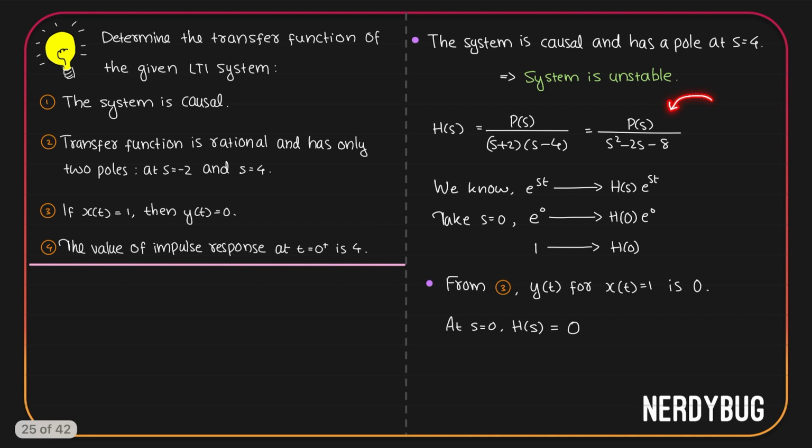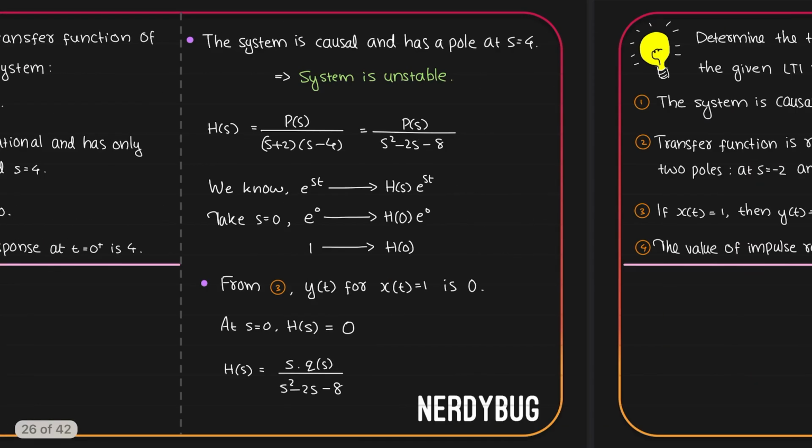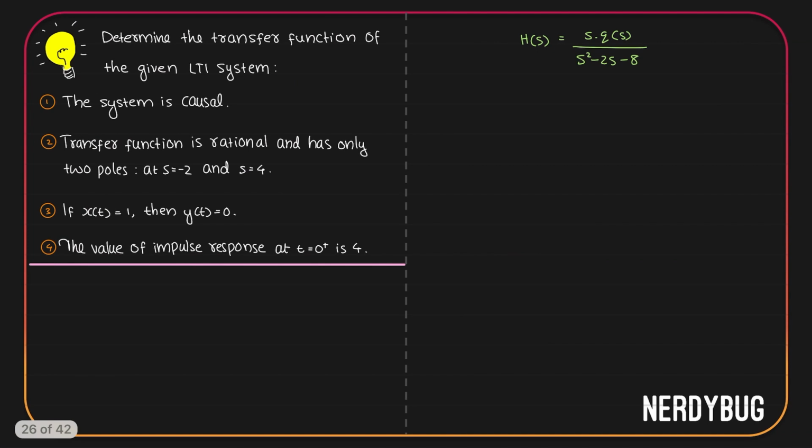That means H(s) should have an s in its numerator. So let us write H(s) by modifying it a little bit. The numerator will be s multiplied by something else, which is again a polynomial of s, so I'll call it Q(s), divided by s square minus 2s minus 8. So H(s) is of the form s multiplied by Q(s) divided by s square minus 2s minus 8. Now our task is to find what Q(s) is.